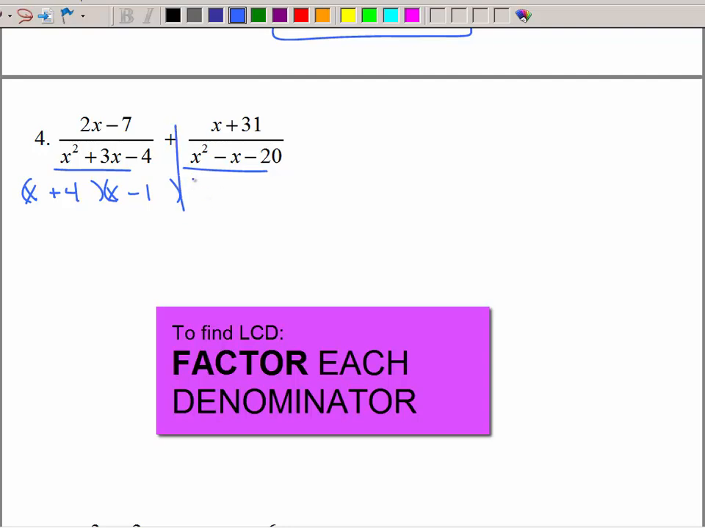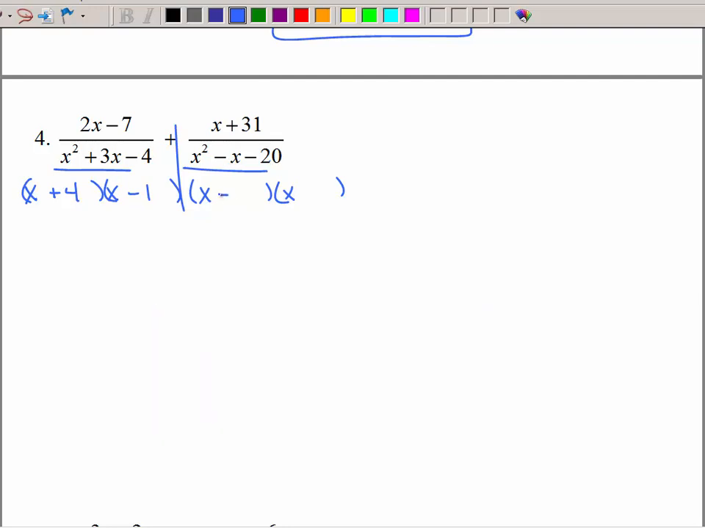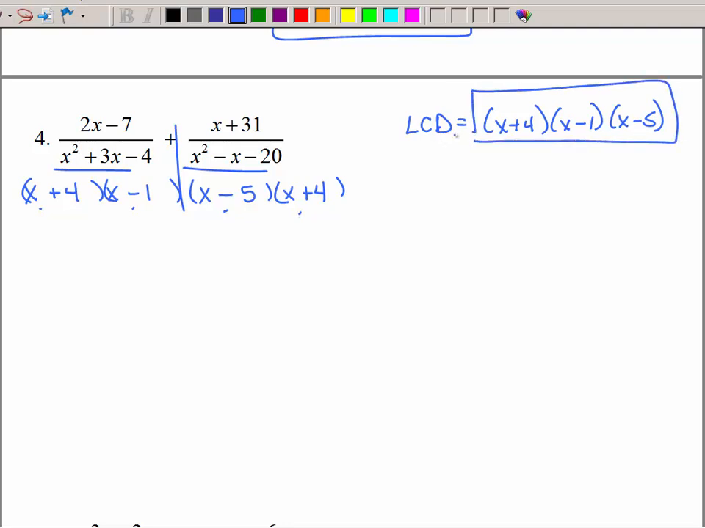All right, let's factor this one. What multiplies to get negative 20 and adds to get negative 1? I think a negative 5 and a positive 4. So what would be my LCD? Remember, I have to write down one of every kind of factor. So I've got an x plus 4, an x minus 1, an x minus 5, but I've already written down x plus 4, so I've already got that factor, and they're all to the first power. So that is my least common denominator.